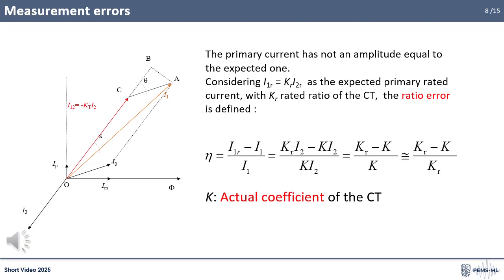Here we see the ratio error in a real current transformer. The red vector I12 equals negative KT times I2 represents the ideal secondary current referred to the primary side, while the orange vector I1 shows the actual primary current. The difference in their magnitudes gives the ratio error, meaning the actual transformation ratio isn't exactly equal to the nominal one. This happens because part of the primary current is used to magnetize the core, so the actual coefficient slightly deviates from the theoretical value.